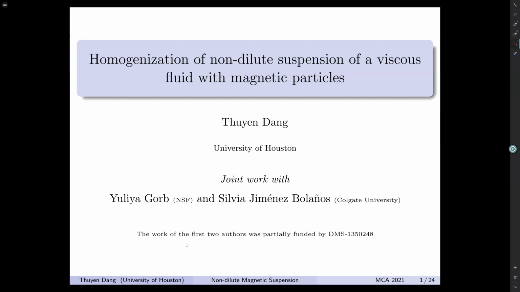So today I want to talk about homogenization of non-dilute suspension of a viscous fluid with magnetic particles. This is a joint work with Julia Go from SF and Sylvia Zimmerman from Colgate University. Our problem comes from the model of magnetorheological fluids. So first, let me remind you something about them.